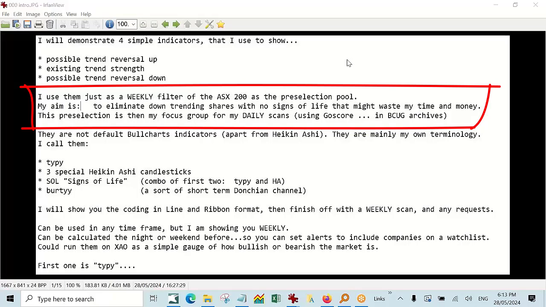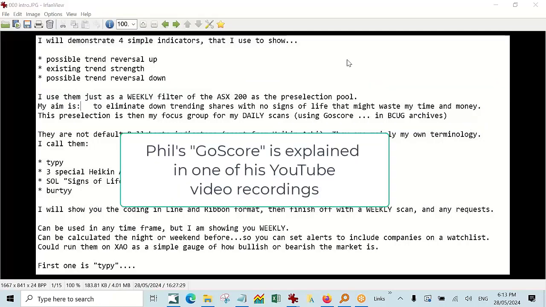My aim is to try to eliminate downtrending shares with no signs of life that might waste my time and money. I've been with a few of those over the years and wondered, what on earth did I get into that one for? And this hopefully will preclude that. This pre-selection is then my focus group for daily scans using indicators such as Go Score, which I presented a little while ago in the webinar archives.